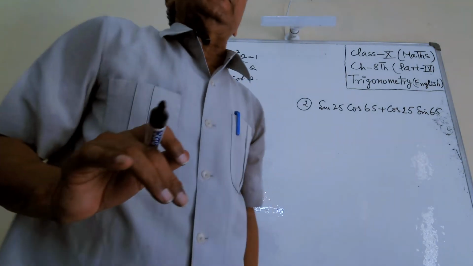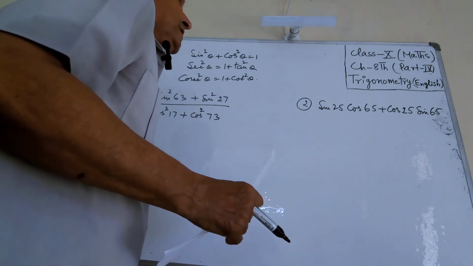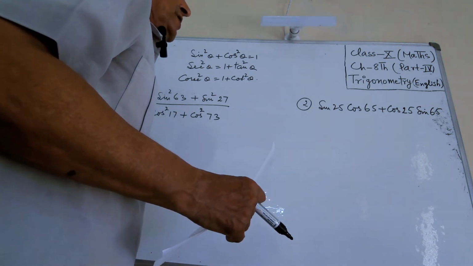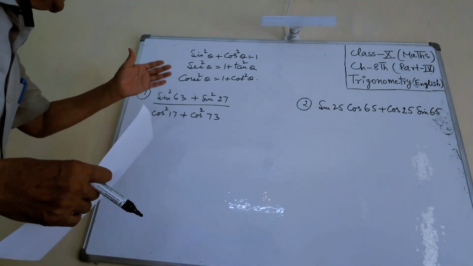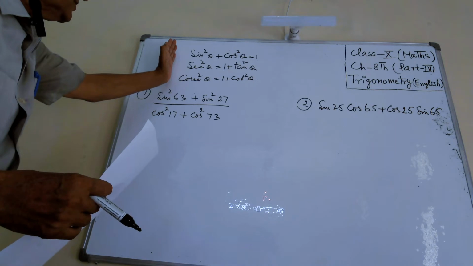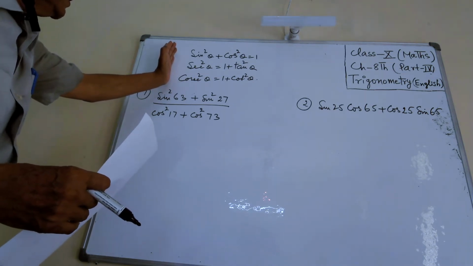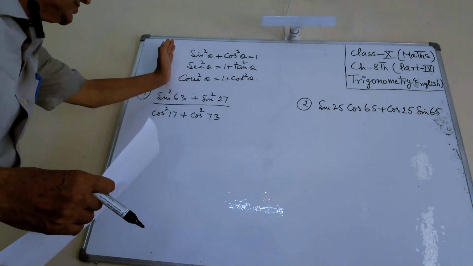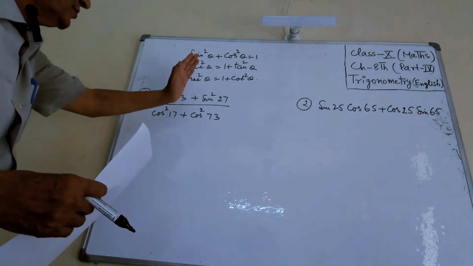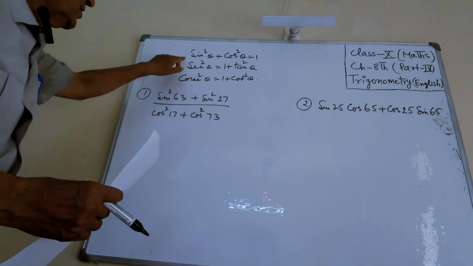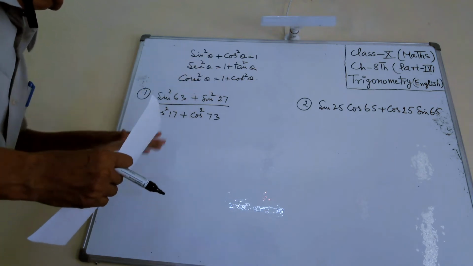My dear student, I am going to take the fourth part of 10th class, 8th chapter Trigonometry, English version. In this part, these three formulas are given. You have to remember these very carefully because in all the questions, these identities will be applied.